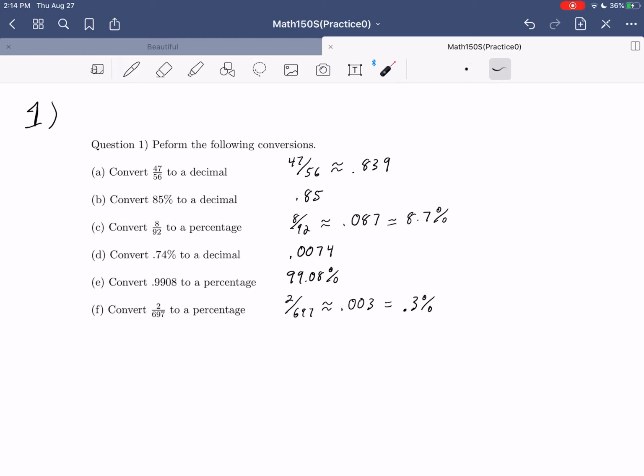There's some conversions, but pretty much the main conversions you need from this class: fraction to decimal, fraction to percentage, decimal to percentage, percentage to decimal. If you're comfortable with these, and remember, for the actual computations like these divisions, you're not doing them by hand, you're just using your calculator, you should be all good. All right, let's go ahead and take a look at the next question then.